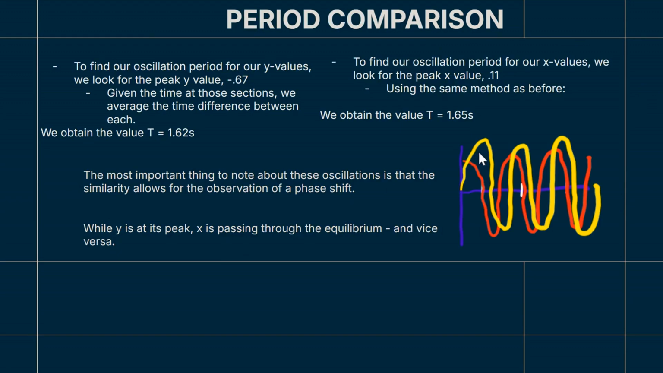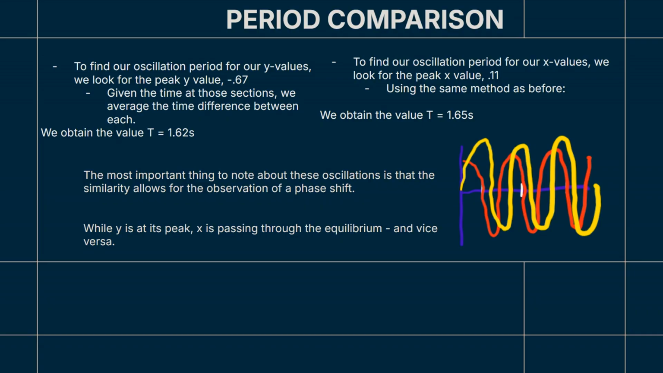For a period comparison, we had to find the oscillation period for both our y and x values. To do so, we have to look at the peak y and x values given above and find the average of the time difference between each peak. This leads to our final value of a period of 1.62 seconds for our y values and a period of 1.65 seconds for our x values.